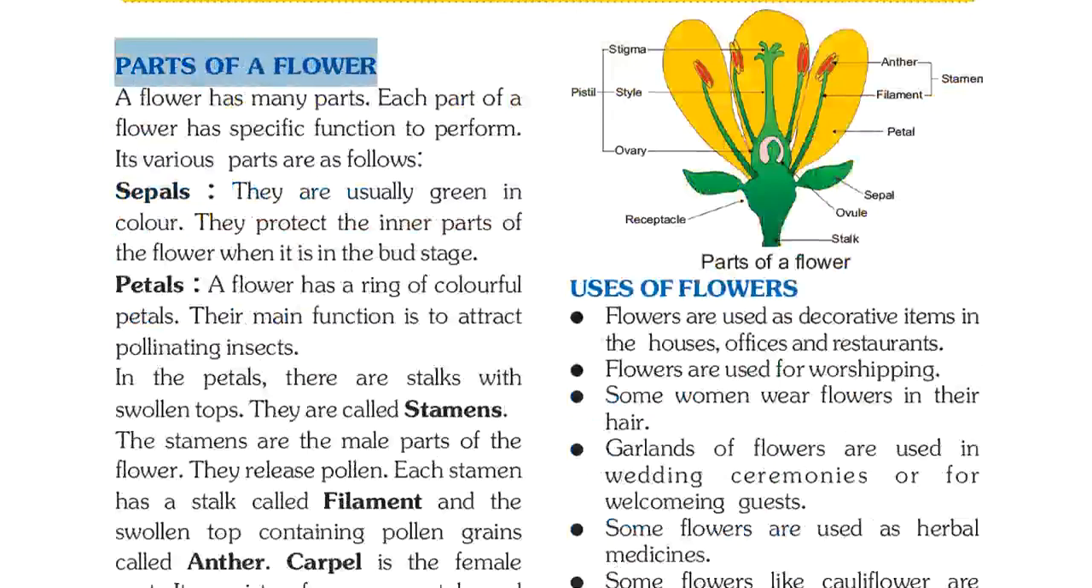Parts of a flower. A flower has many parts. Each part of a flower has a specific function to perform. Its various parts are as follows. Sepals. They are usually green in color. They protect the inner parts of the flower when it is in the bud stage.